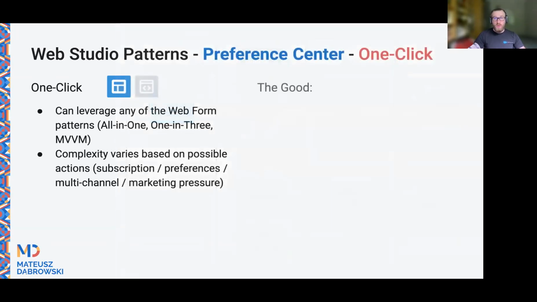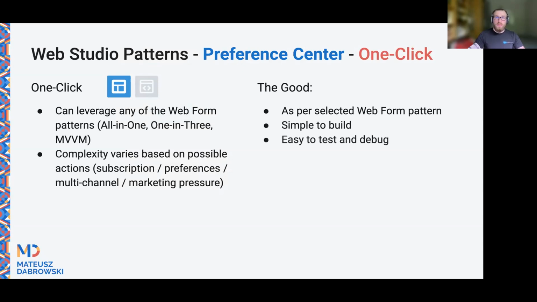So what are the good parts of this Preference Center approach? One, it will be as good or as bad as per the web form pattern that you selected. So depending whether it will be Mvvm or all-in-one, all the same things will be true for the Preference Center approach. It is simple to build because you are just storing everything in your Preference Center and letting the user make his decisions. It's easy to test and debug because you can just click the link and already check whether it is loading, whether the events are happening as you want. So it's quite easy to test, but there are also a few bad things.